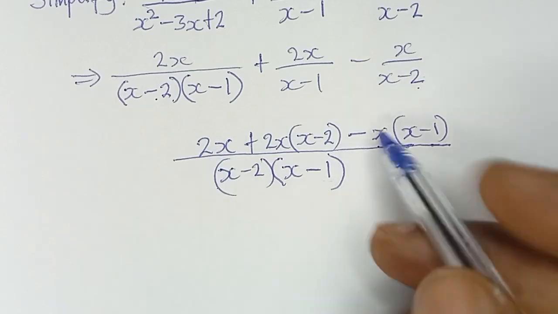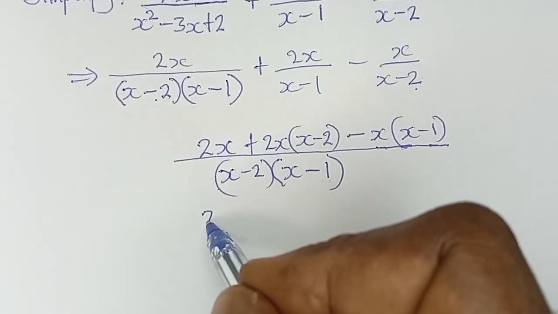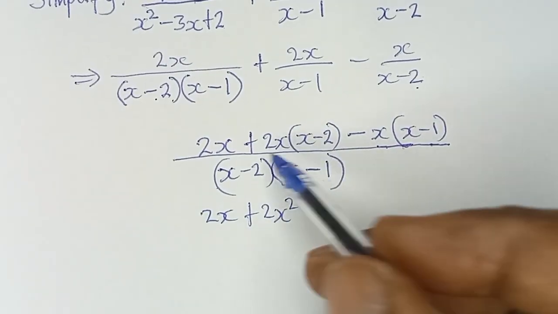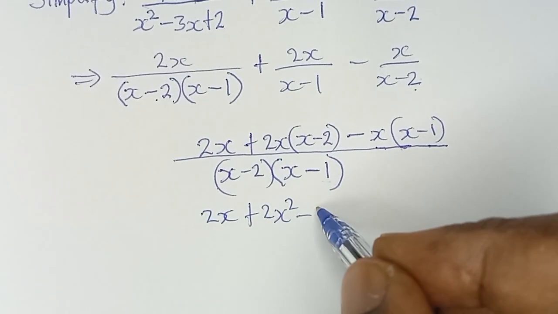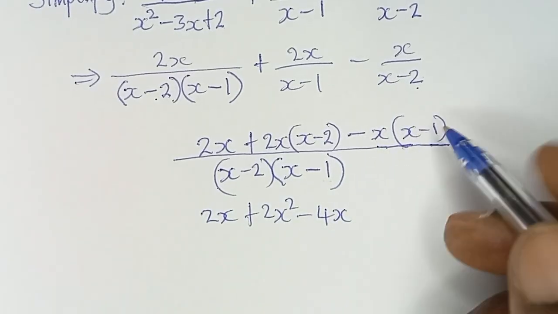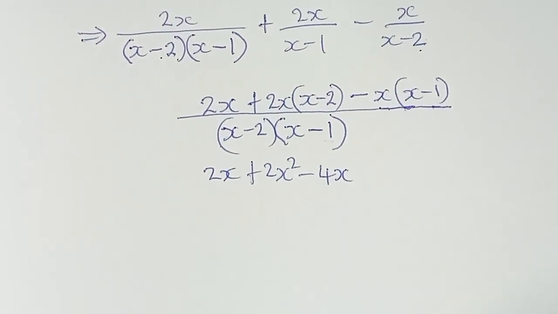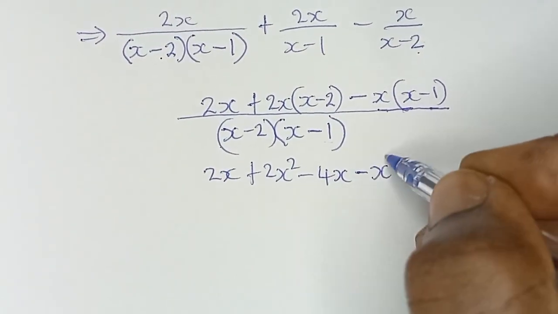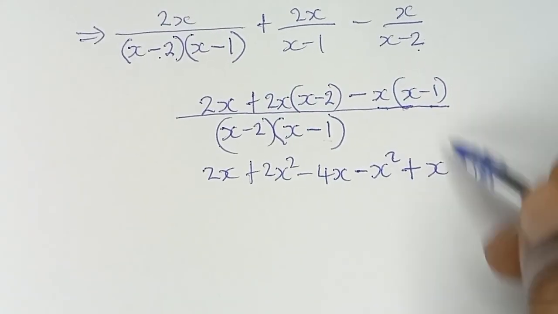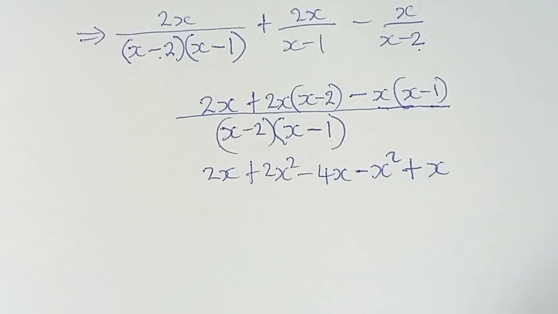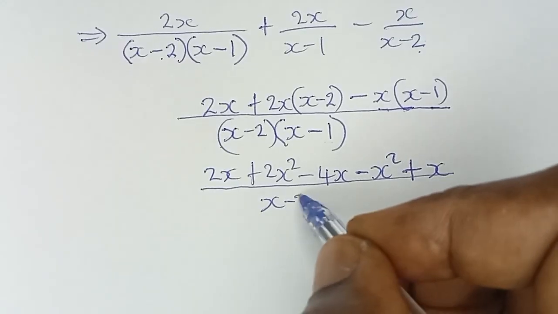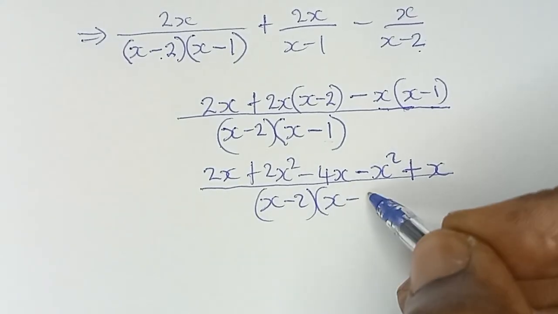Expanding this bracket now, I can write this one first, 2x. Then I expand this bracket, I have plus 2x squared. Then 2x multiplied by negative 2 will give me negative 4x. And then negative x multiplied by x will give me negative x squared. And then negative x multiplied by negative 1 will give me positive x, because negative multiplied by negative is positive. Then don't forget we have the denominator there, that is x minus 2 and then x minus 1.